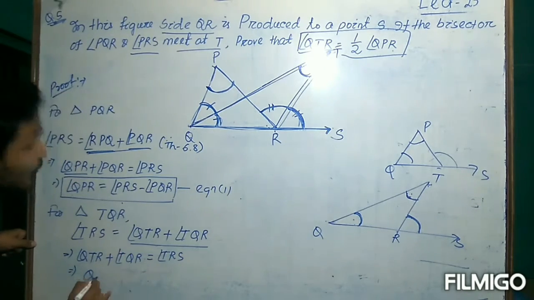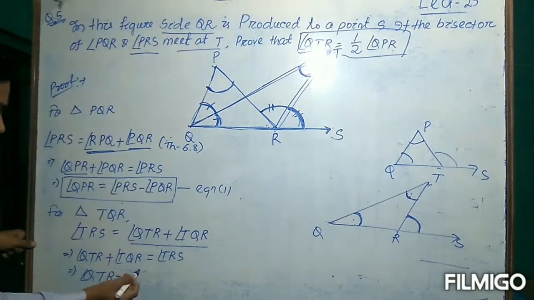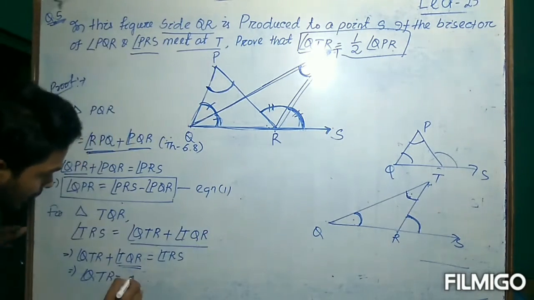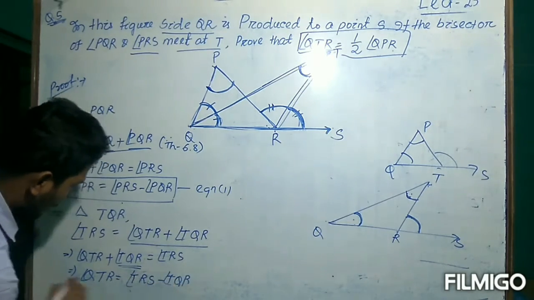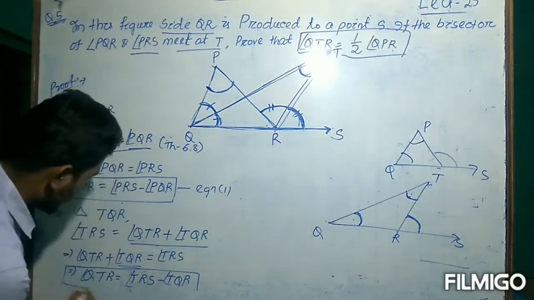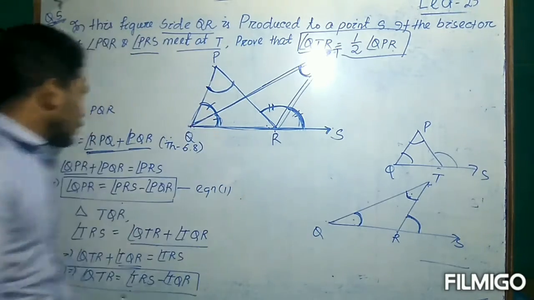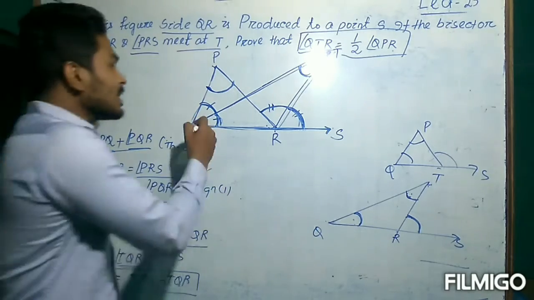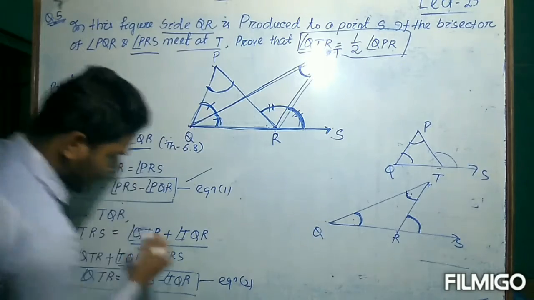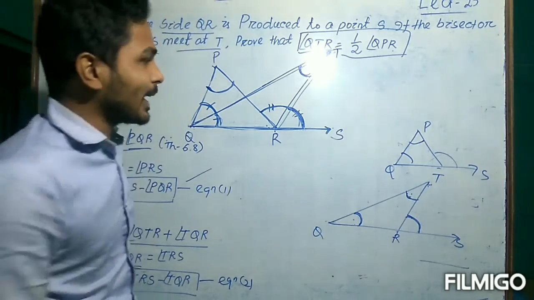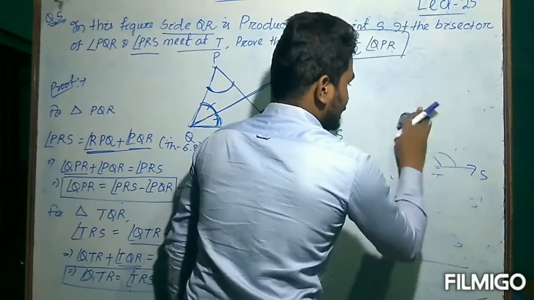Now find QTR. It is how much? Then this term will move to the right hand side. It will be TRS minus TQR. Simple. So from the triangle PQR we find equation 1. For the second triangle QTR we find equation 2 from theorem 6.8. Understood?